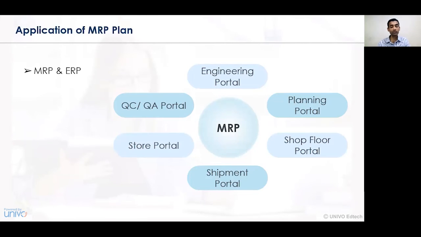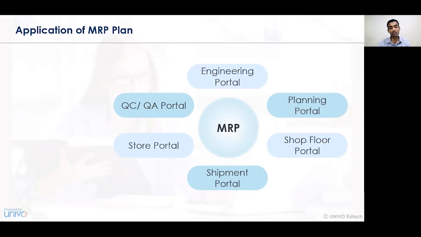For an engineering portal, wherein various engineering activities need to be undertaken, the engineering portal, that is MRP, material requirement planning, can be applied. The planning portal for planning of various goods, services, and commodities can be implemented and all those activities can be conducted in a much better and effective way. For the shop floor portal level, that is the activity that needs to be conducted at the shop floor level.